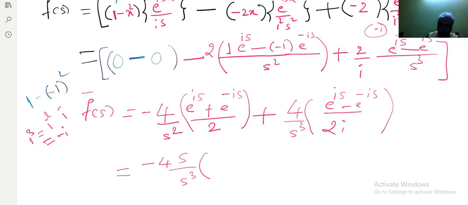This bracket is cosine function, plus as it is this 4 by s cube. This bracket is sine function. So more interestingly, I can take 4 by s cube also common. So if I write that plus term first and negative term afterwards, what will I get?